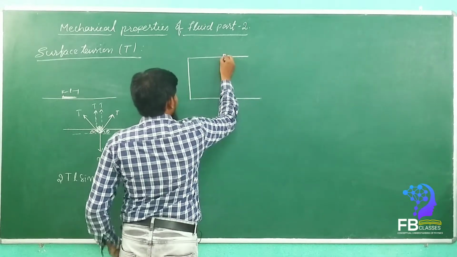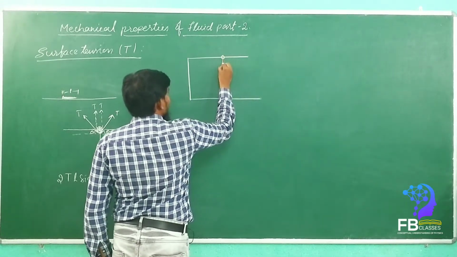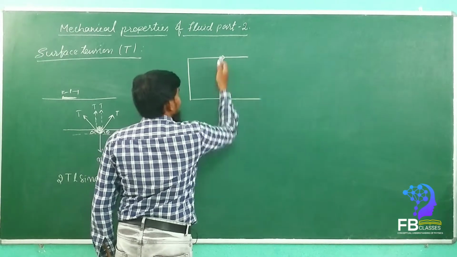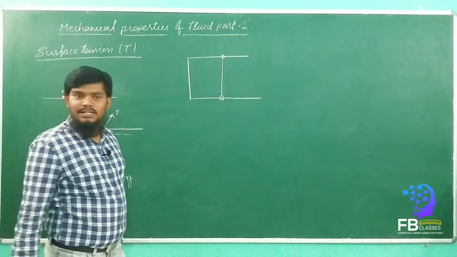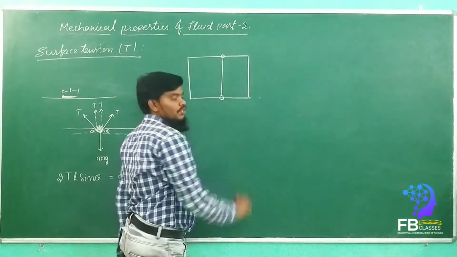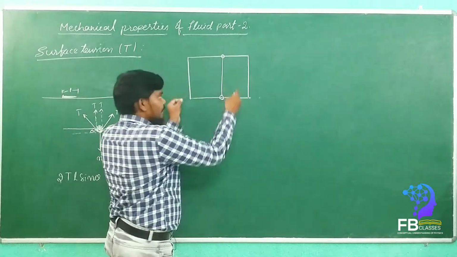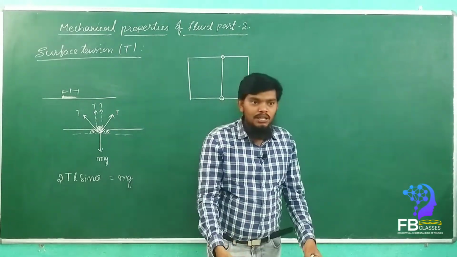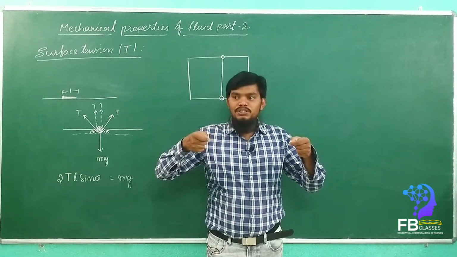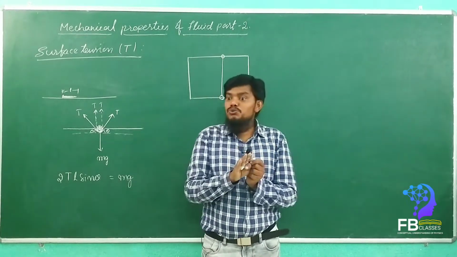So this is a rectangular frame. We arrange a wire in between the two sides of the rectangular frame. Once we dip this whole frame into the soap water and take it out, it forms a soap film.